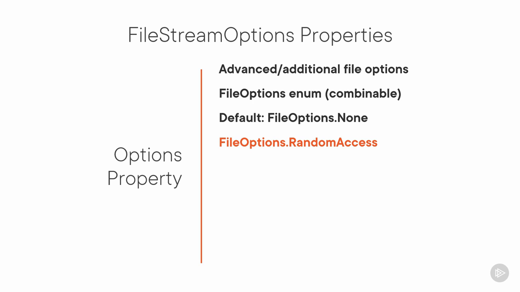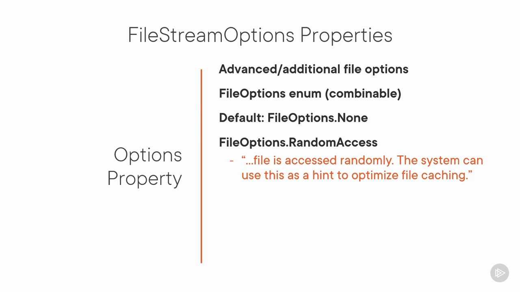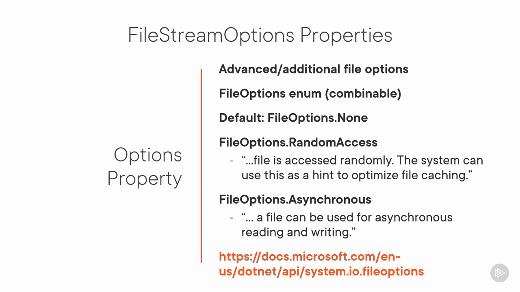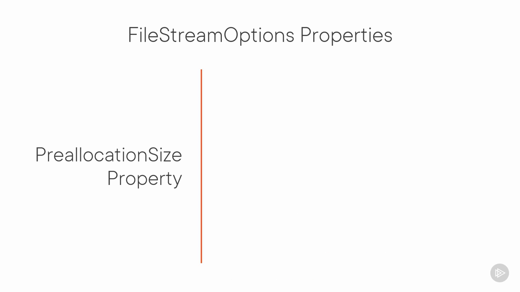As a couple of examples of these file options, you can set this to RandomAccess, and the Microsoft documentation states that RandomAccess indicates that a file is accessed randomly. The system can use this as a hint to optimize file caching. And as another example, you could set this to Asynchronous, which Microsoft describe as a file can be used for asynchronous reading and writing. Once again, if you want to go in depth on these options, check out the documentation at this link here.